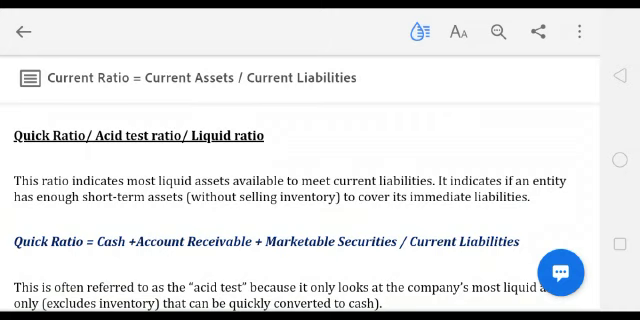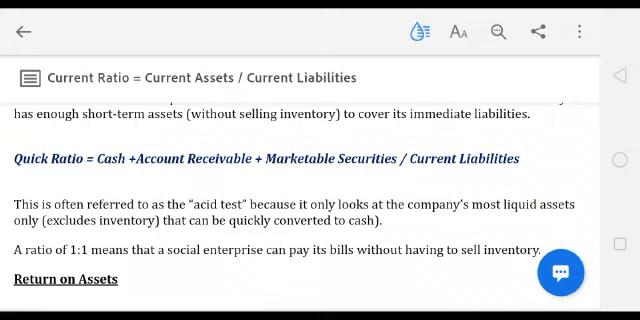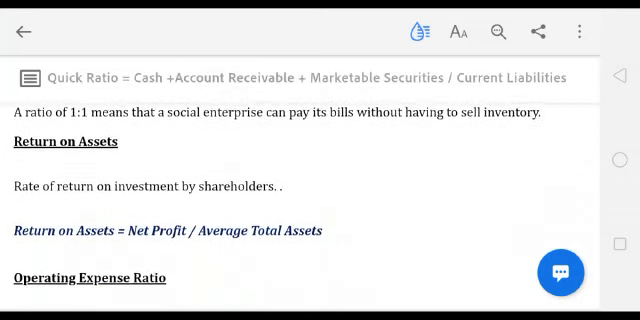The formula for calculating the quick ratio is adding cash plus accounts receivable plus marketable securities, then divided by current liabilities. This is often referred to as the acid test because it only looks at the company's most liquid assets and excludes inventory that cannot be quickly converted to cash. A ratio of 1:1 means that a social enterprise can pay its bills without having to sell inventory.